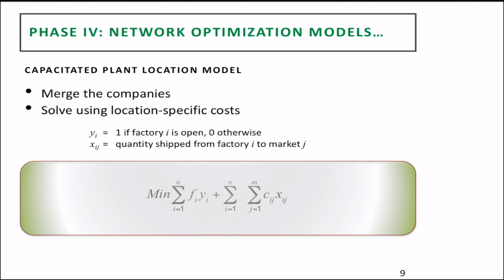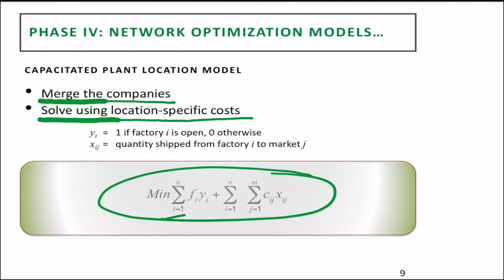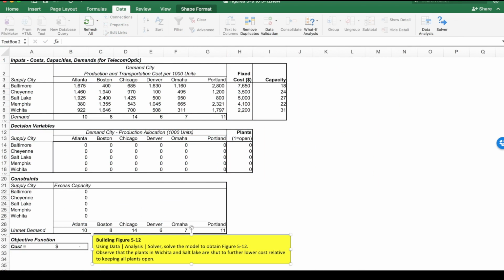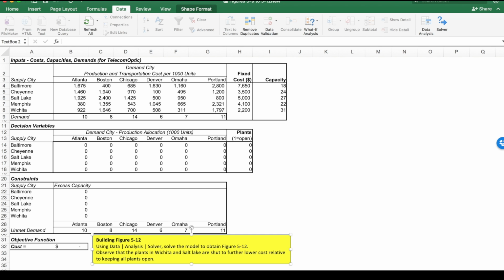In the previous example, we had two separate companies, and now we consider that they are merged into one. We can solve this using location specific costs, and we have seen a model where we have fixed cost and the variable cost that we want to minimize. Here we assume that these two companies, High Optic and Telecom 1, get merged into one, Telecom Optic. Now we can optimize the entire matrix at once, and let's see what we get.